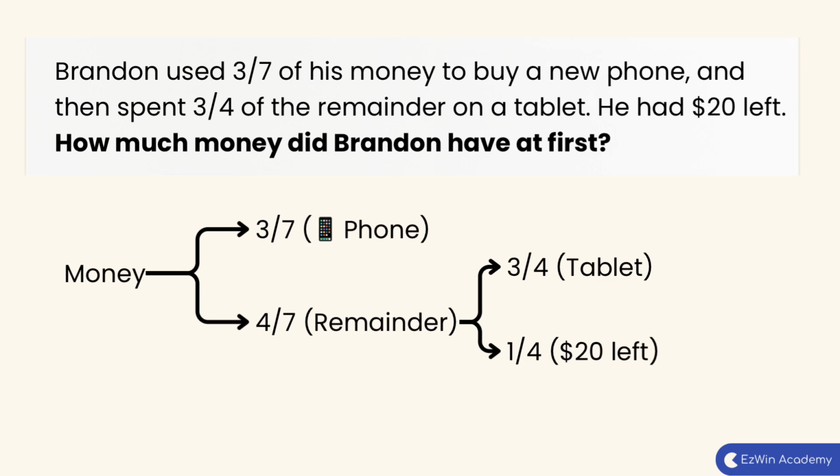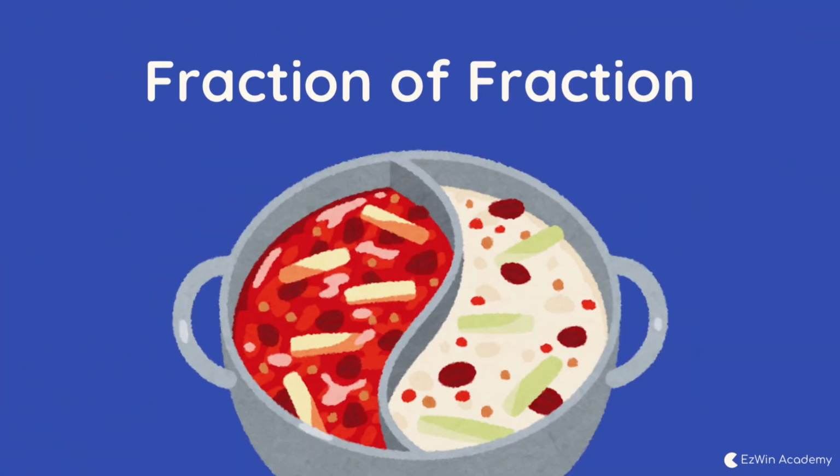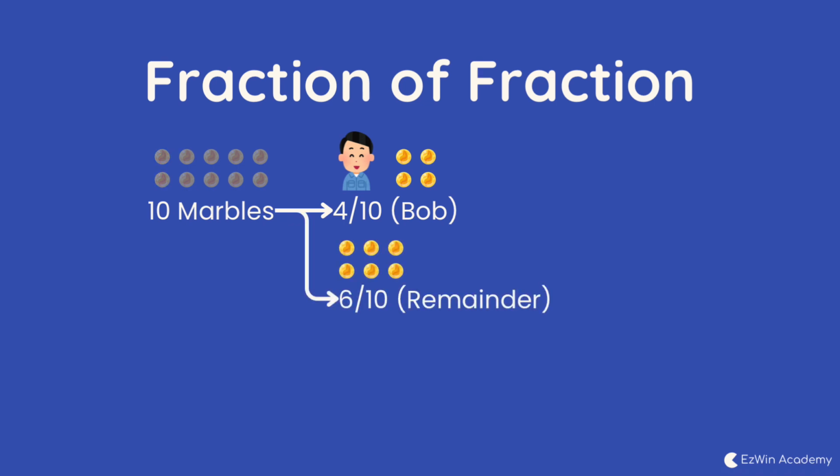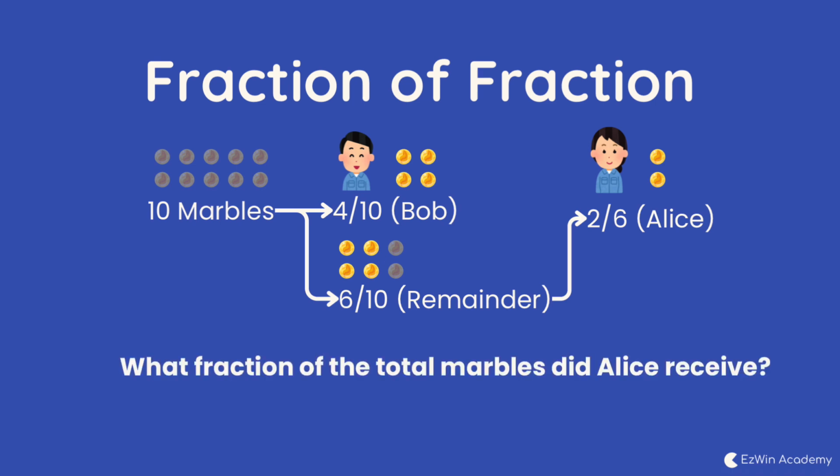Before going through the next step, I want to explain to you the concept of fraction. I have a simple example. Imagine you have 10 marbles and then you give 4 out of the 10 marbles to Bob, and then you have a remainder of 6 marbles out of 10. Then you give 2 out of the 6 marbles from the remainder to Alice. The question is, what fraction of the total marbles did Alice receive? If you answer 2 out of 6, then you are absolutely wrong. If you answer 2 out of 10, then you are right.